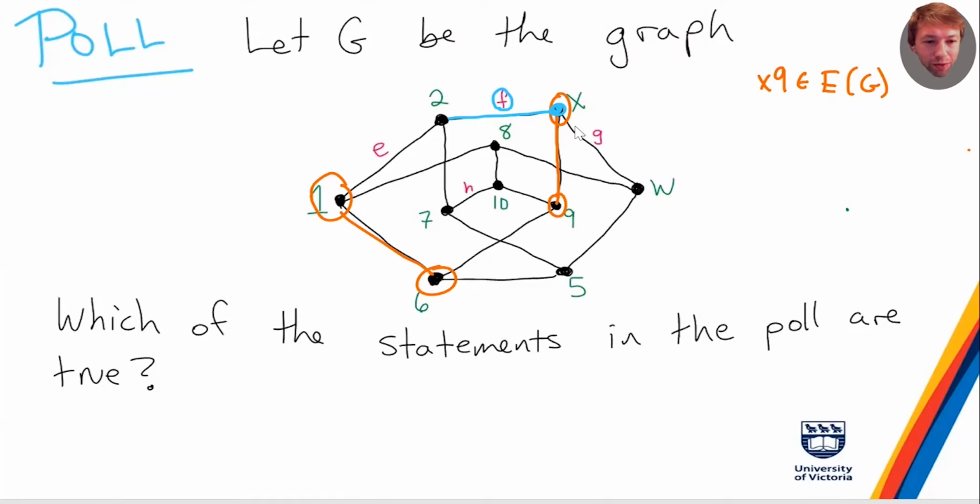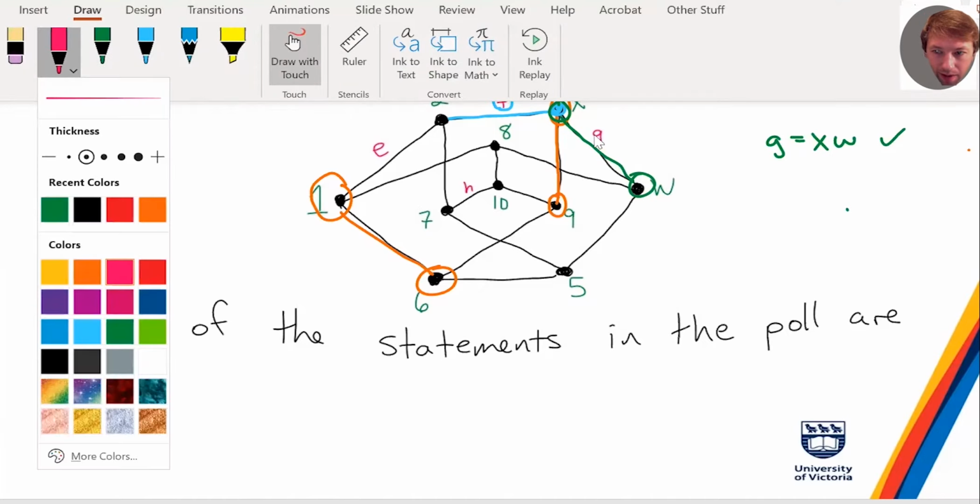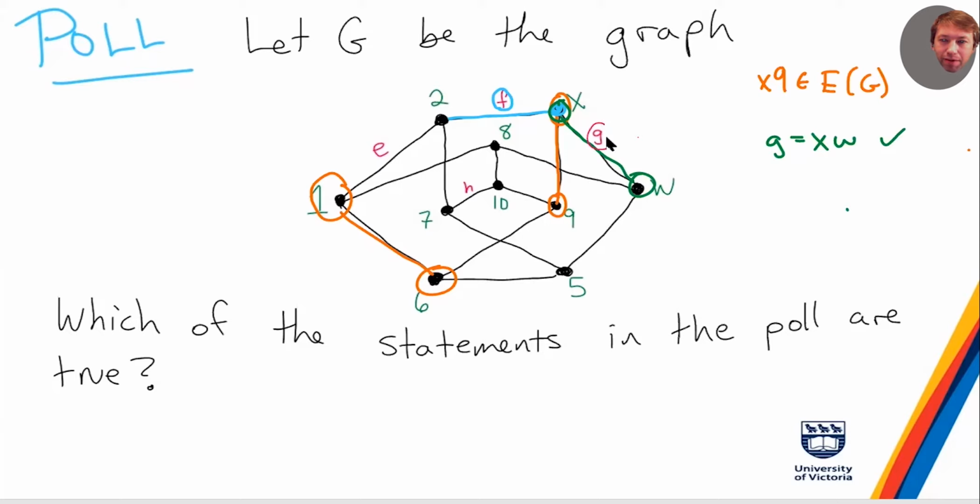G equals XW, that's true, right? If I look at G as the edge between X and W, that's true. 9 is adjacent to W, that is false, right? Maybe there was a bit of confusion again about this G looking like a 9. Even if I said G was adjacent to W, that would also be false. But if I look at 9, 9 is here, W is here, they're both vertices. There's no edge going between them. So W9 is not in E of G, so they're not adjacent.